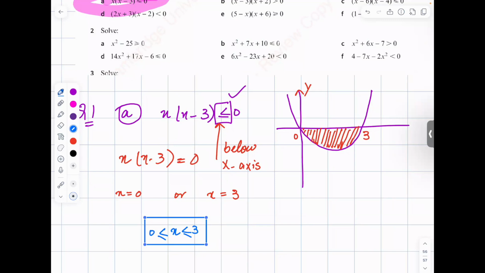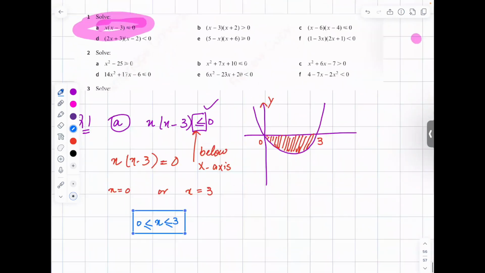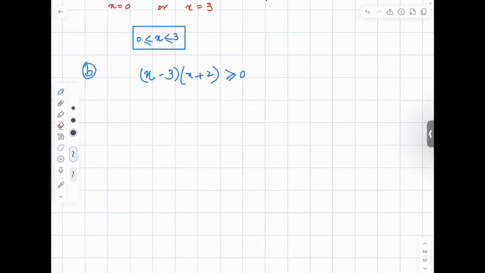Okay. Now, for example, if this is part B, and it says x minus 3 and x plus 2 greater than or equal to 0. Now, what we are going to do is, first of all, we are going to express the corresponding equation, that makes it x minus 3 into x plus 2 is equal to 0.